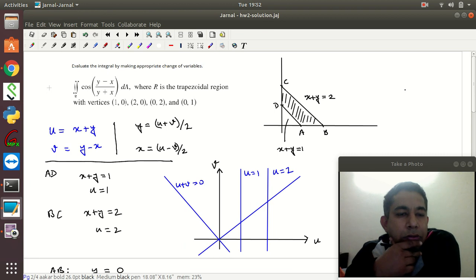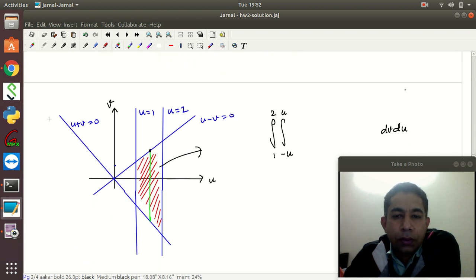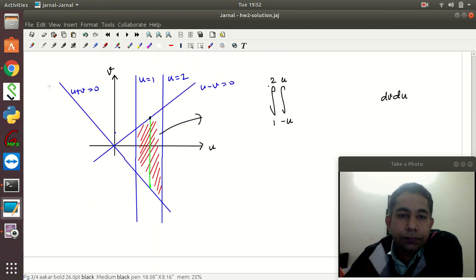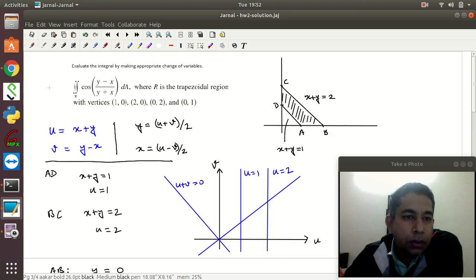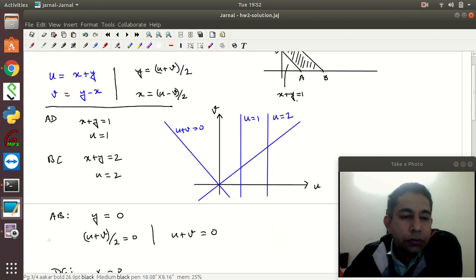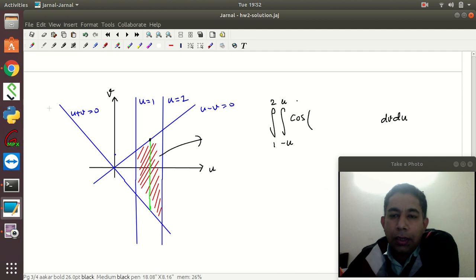What is left? Then you have cos of (y minus x) over (y plus x). Okay, so that simplifies to cos of what? y minus x is v, and x plus y is u. So you still have cos of v over u, and you have to have a Jacobian here.